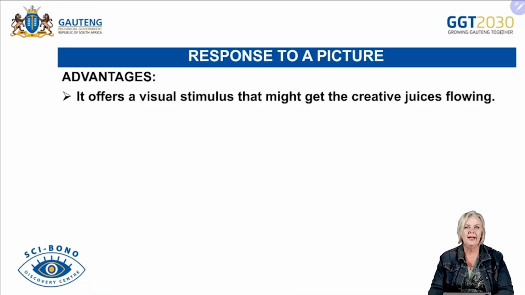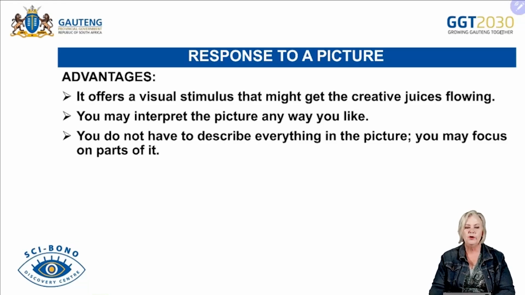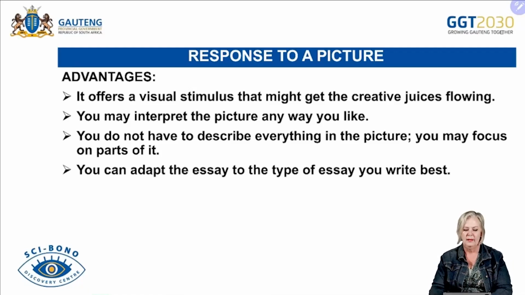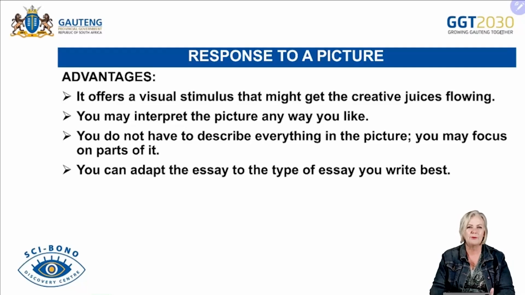So when you look at a picture and it speaks to you, it most probably wants you to share something of yourself. You may interpret this picture any way you like. Remember, you do not have to describe everything in the picture. You may focus on parts of it only, as long as the content of your essay shows a clear link to the picture. You can adapt the essay to the type of essay that you write best. What do I mean by type of essay? That would be the narrative or descriptive, or the argumentative, or the expository essay.